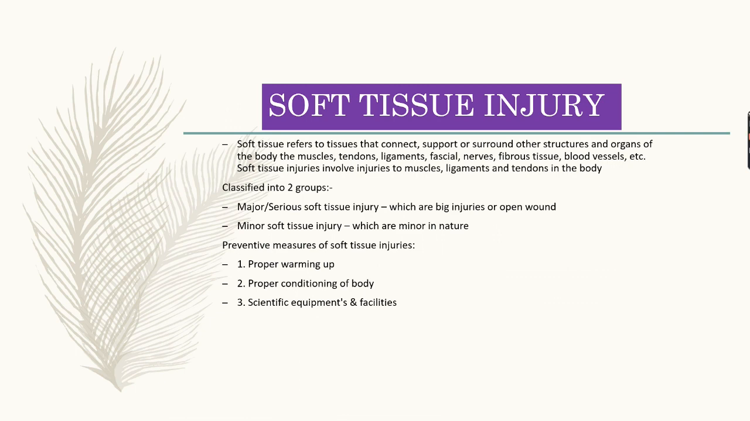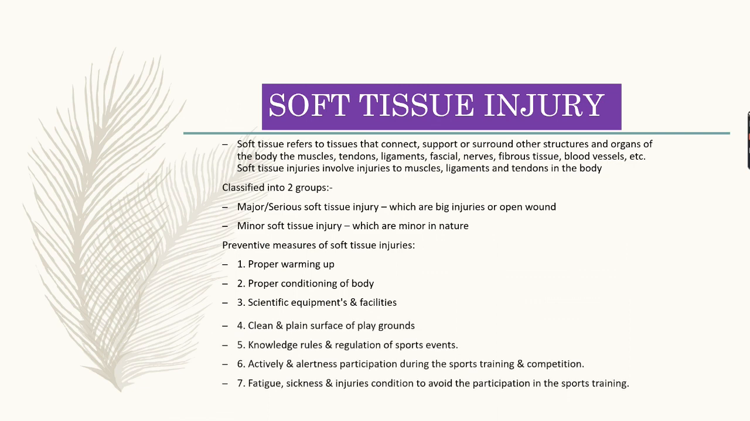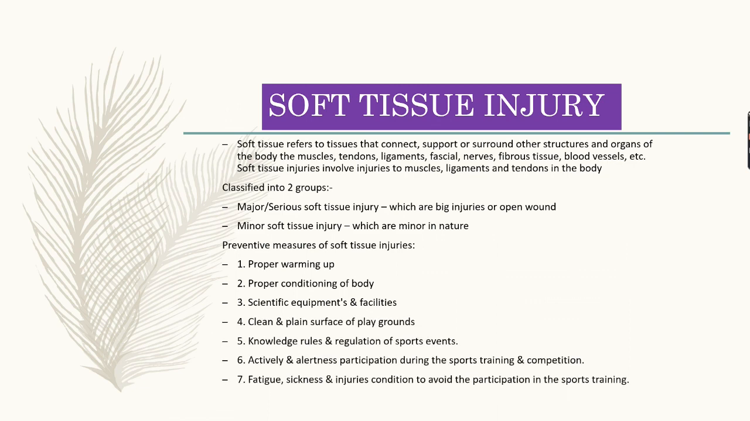Preventive measures of soft tissue injuries: 1. Proper warming up. 2. Proper conditioning of body. 3. Scientific equipment and facilities. 4. Clean and plain surface of playgrounds. 5. Knowledge of rules and regulations of sports events. 6. Active and alert participation during sports training and competition. 7. Fatigue, sickness and injury conditions: avoid participation in sports training.